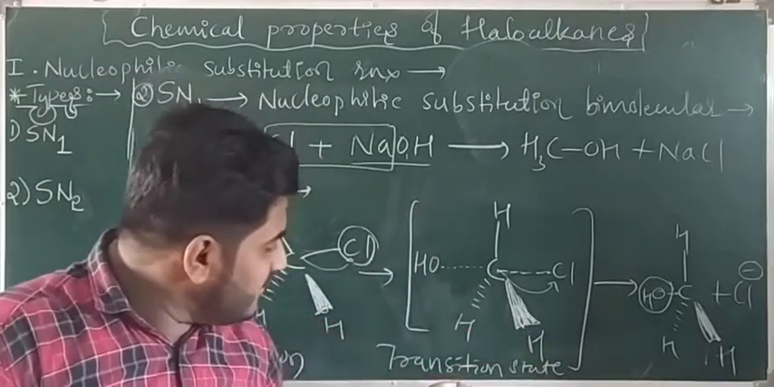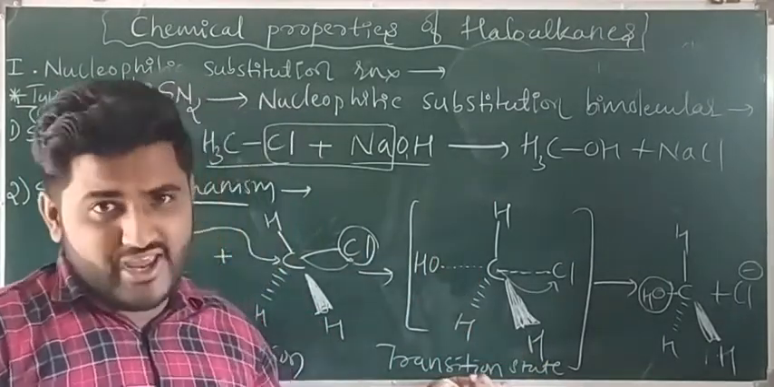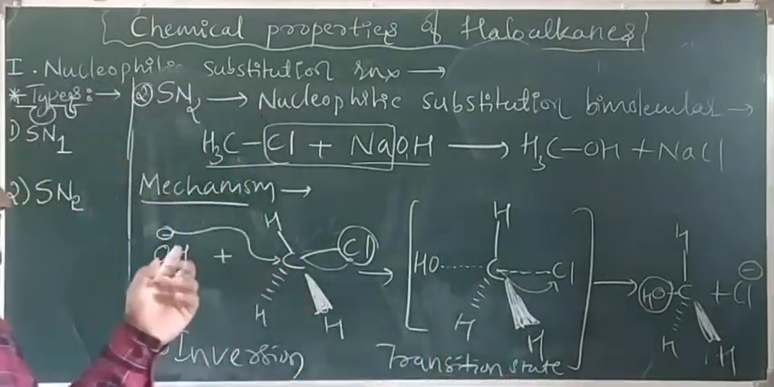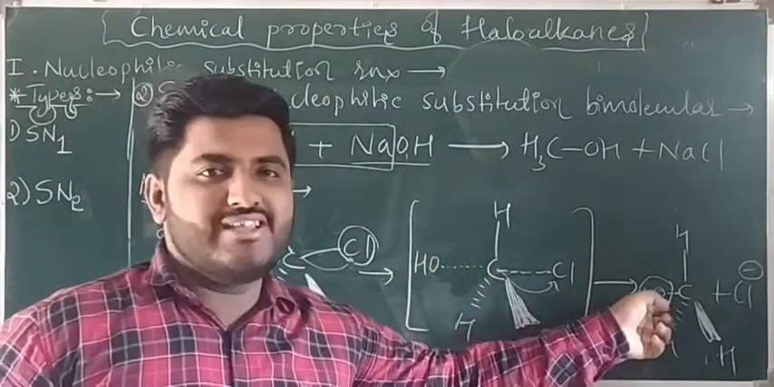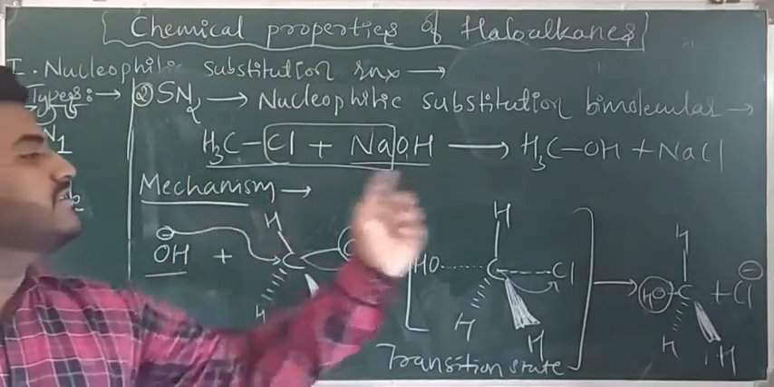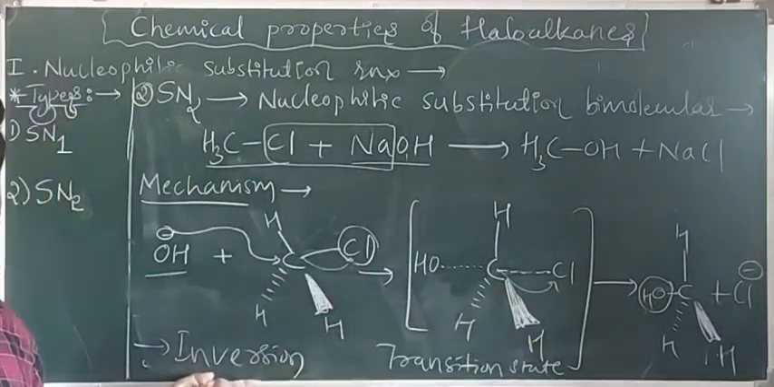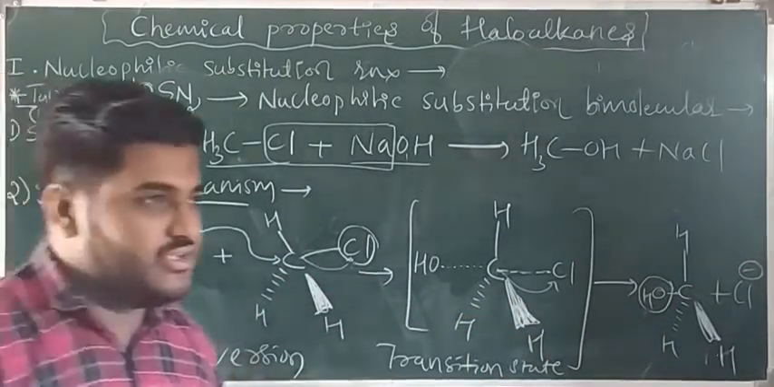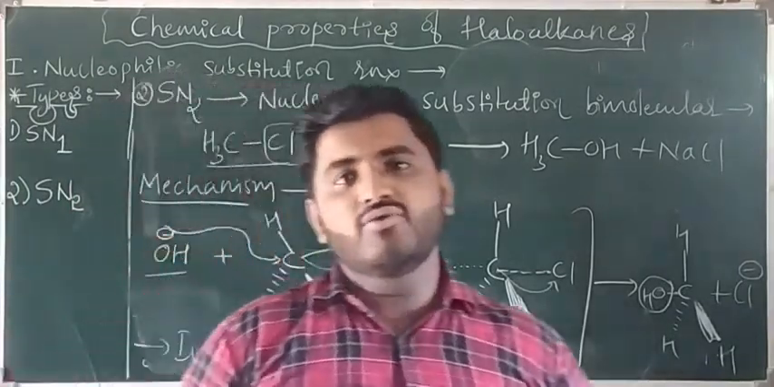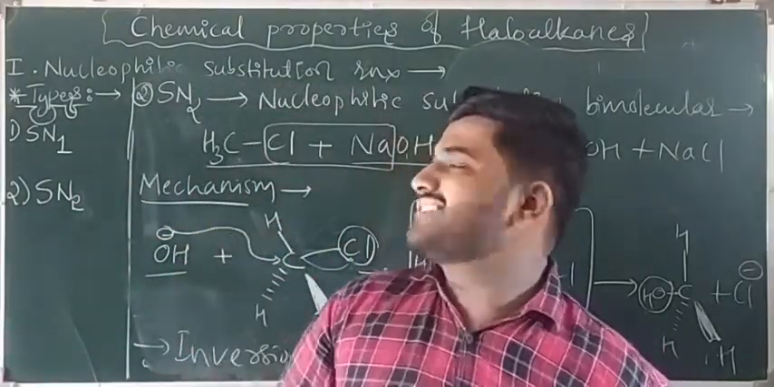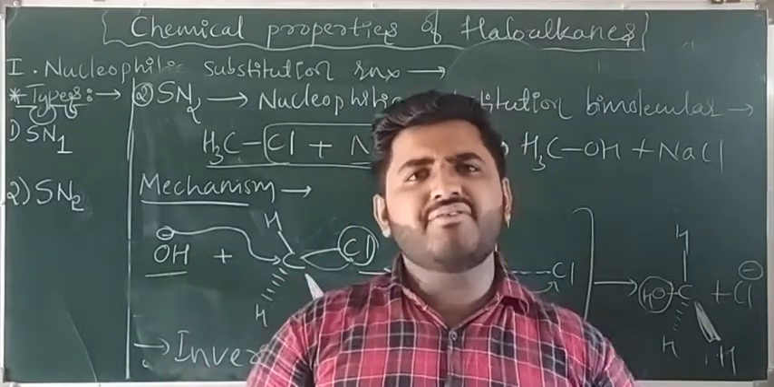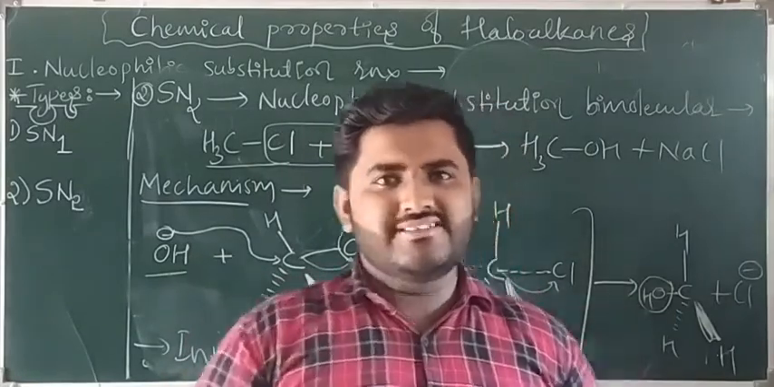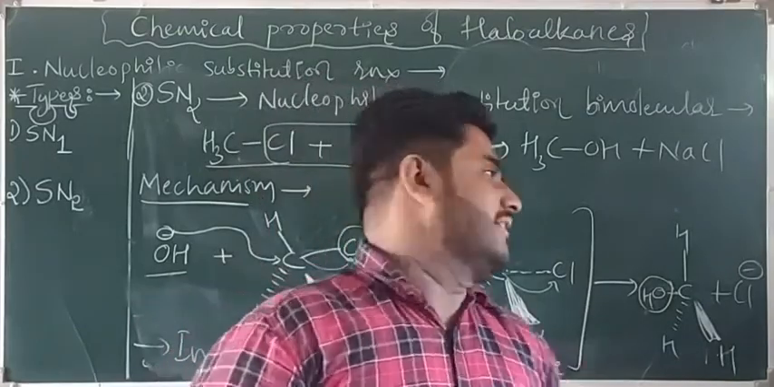In the mechanism, it forms a transition state, and due to the stereochemistry change, chlorine is on the right side in the reactant and OH is on the left side in the product. So due to this stereochemistry change, this is an inversion of configuration. These are the points we have to remember during this SN2 mechanism. I hope you understood. Let us see some differences between SN1 reaction and SN2 reaction, then we will go further. Okay.